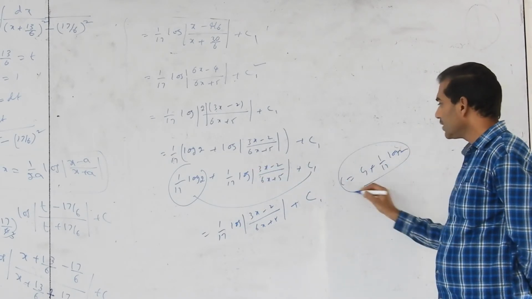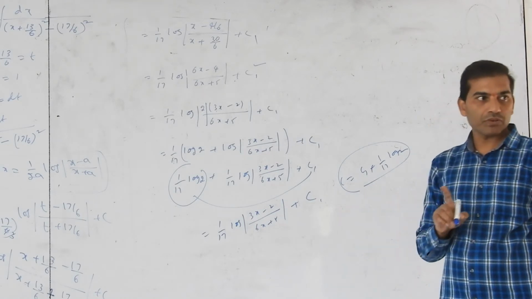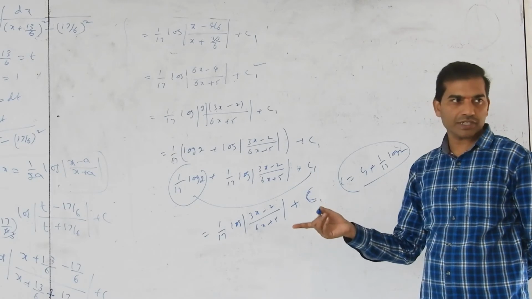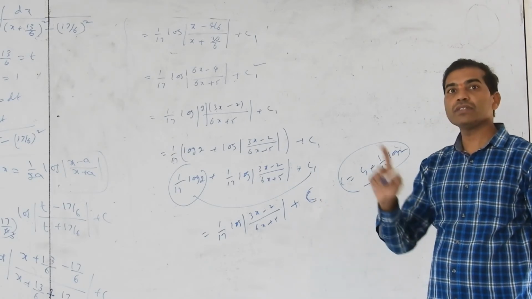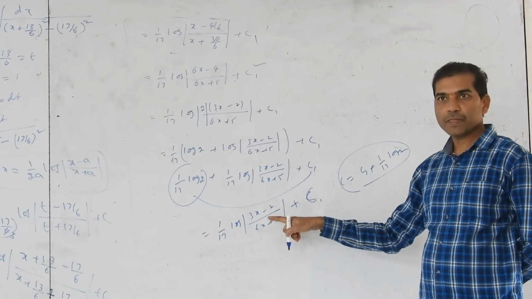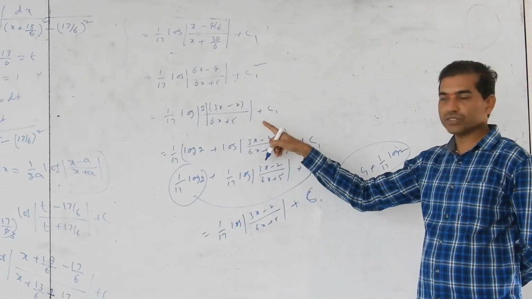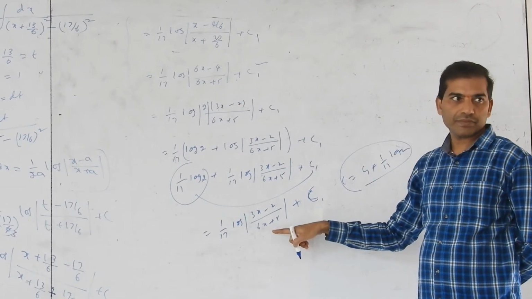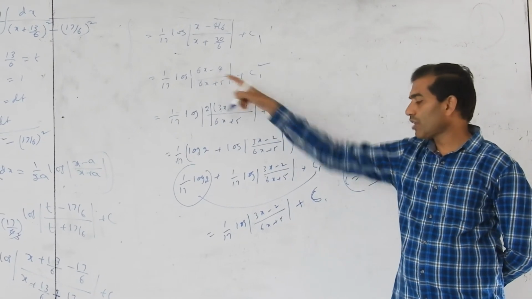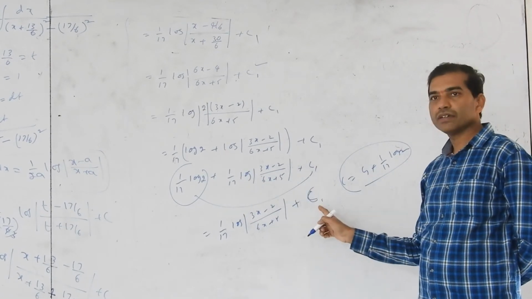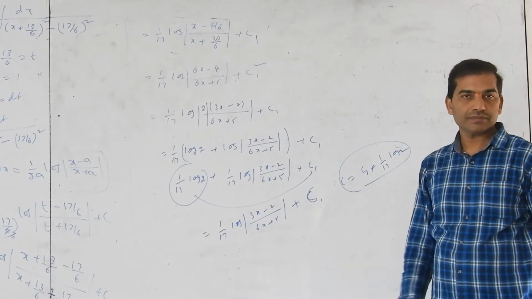In objective questions, they won't mention this. They will just write C constant. Whatever you can put as the constant, they won't mention the constant value. So this form only they will give you. After getting this, don't get confused: this and this are the same. By taking 3 common, it comes out, and both together are equal to a constant.